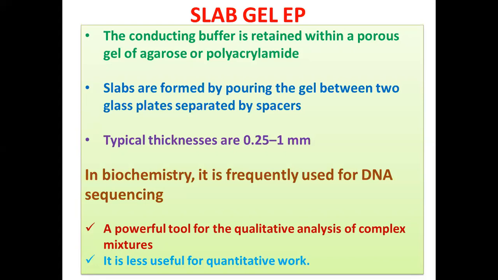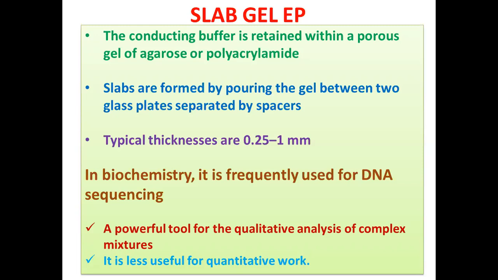So in the buffer solution, there is a provision to introduce the sample solution. Once the sample is introduced, and after the application of the electric field, electric energy, the relative movement of the cations and anions can be expected. So this is going to be done in slab gel electrophoresis. And this slab gel electrophoretic technique is highly popular in biochemical laboratories, especially for the separation of DNA fragments. The sequences of DNA can be easily separated by means of this slab gel electrophoresis. Because of its popularity for the separation of DNA fragments, it is applicable only for qualitative analysis, especially since the solutes present in complex mixtures can be easily separated, and therefore it is not applicable for quantitative analysis.